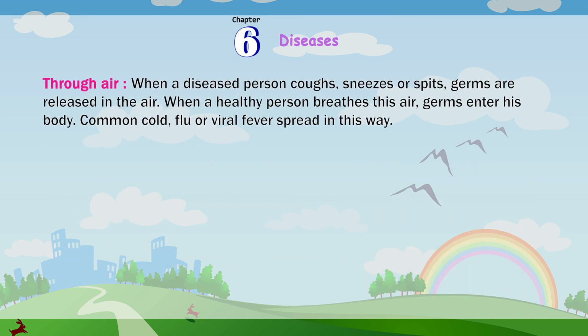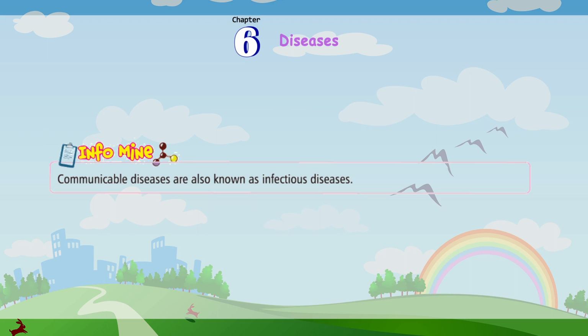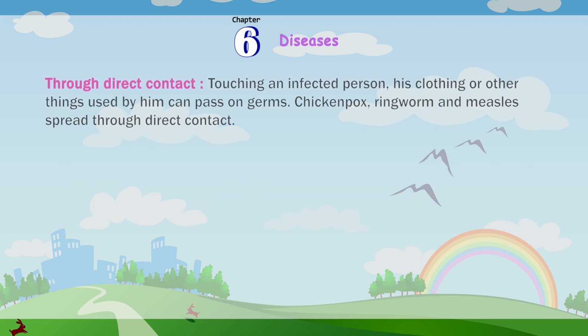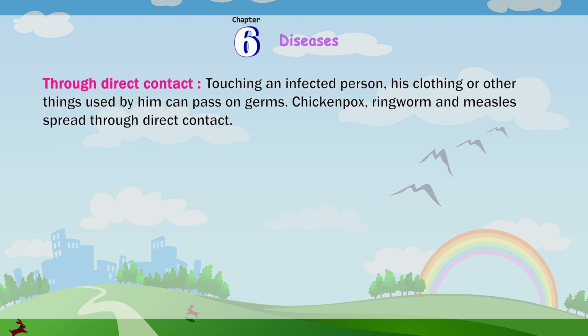Through air. When a diseased person coughs, sneezes, or spits, germs are released in the air. When a healthy person breathes this air, germs enter his body. Common cold, flu, or viral fever spread in this way. Infomine. Communicable diseases are also known as infectious diseases. Through direct contact, touching an infected person, his clothing or other things used by him can pass on germs. Chickenpox, ringworm, and measles spread through direct contact.